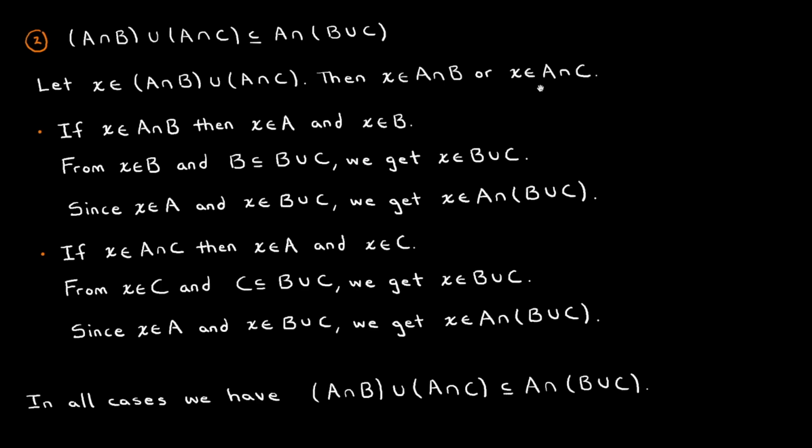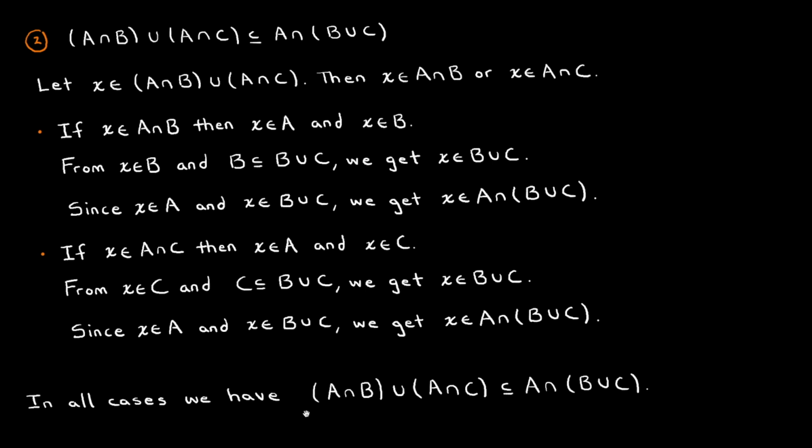What happens when X is an element of A intersect C? Well, if X is an element of A intersect C, then that means that X is an element of A and X is an element of C, just by definition of intersection. Okay, well, if X is an element of C, and we know that C is a subset of B union C, then we automatically get that X is an element of B union C because X is in C. If X is in C, then it's most definitely in the union of C with B. And now, since X is in A, and we just showed that X is in B union C, we get that X is in both A and B union C. In other words, X is in A intersect (B union C).